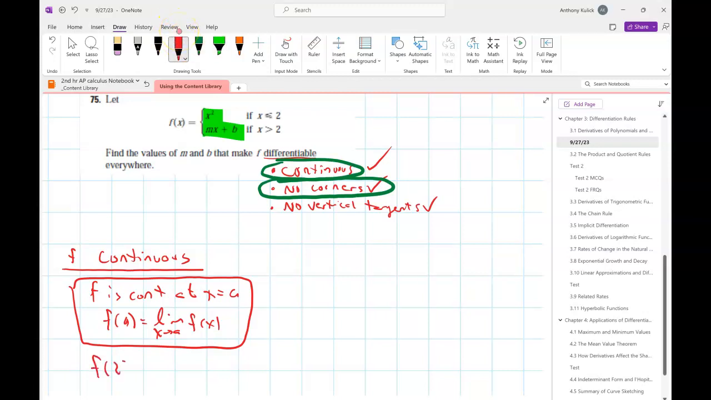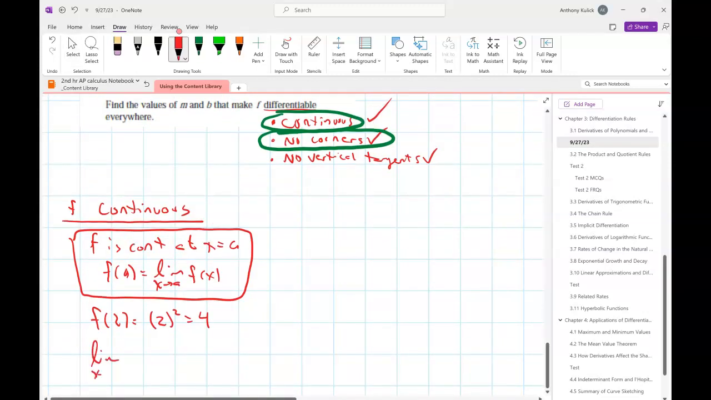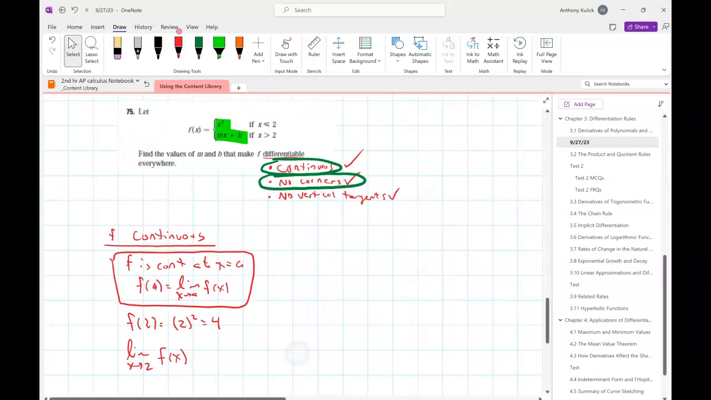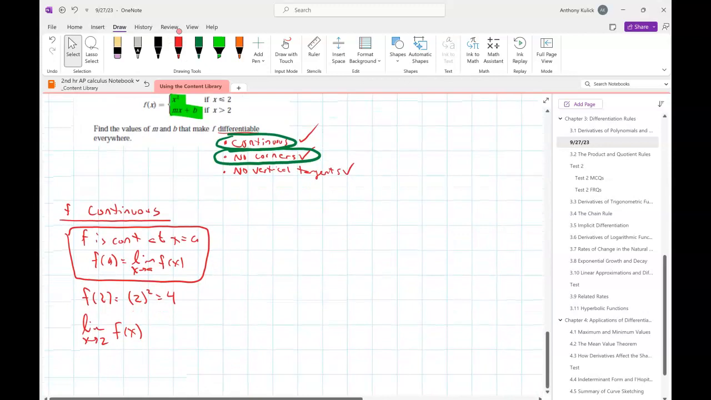So f of 2 is just going to be 2 squared. That's 4. And then to show the limit as x approaches 2 of f of x, well, this we can't do directly. Why not? Because we don't know if the function is continuous at 2, right? We can't assume that because that's what we need to figure out the m and b to make it so. So if I don't have direct substitution and it's piecewise, what do I have to look at?